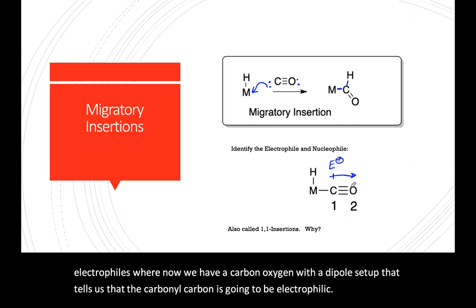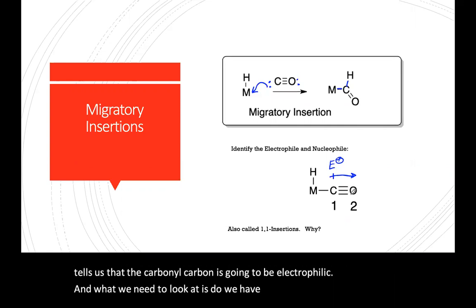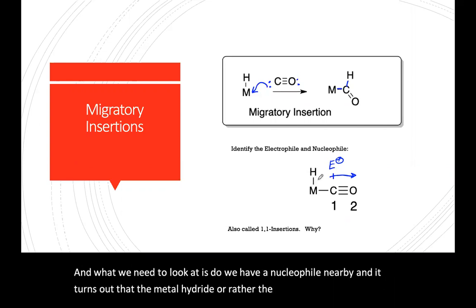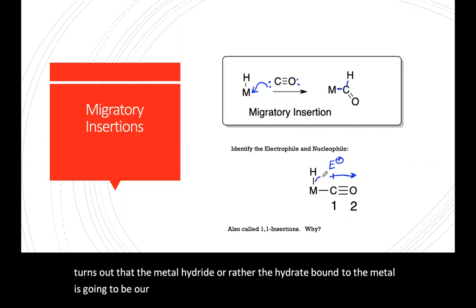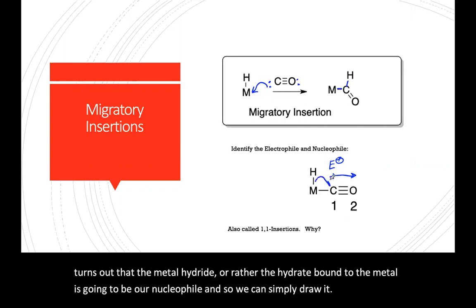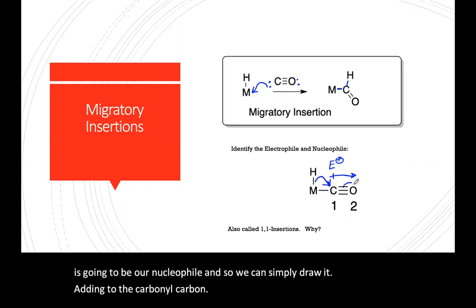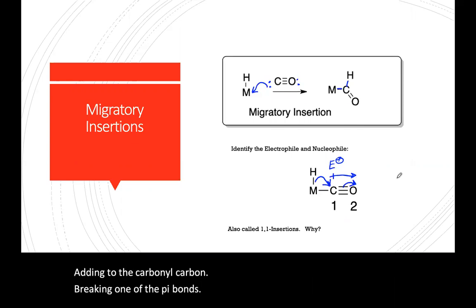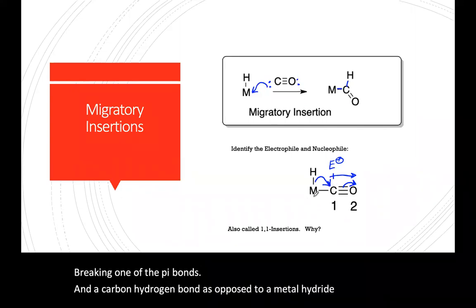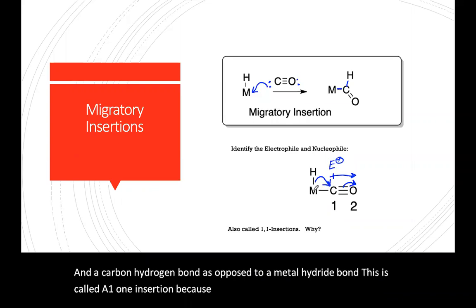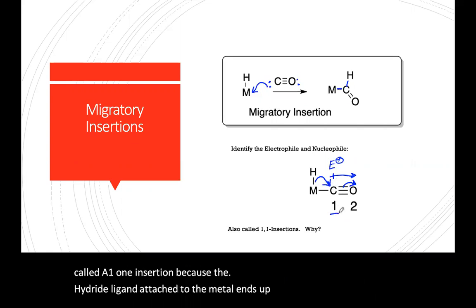And what we need to look at is, do we have a nucleophile nearby? And it turns out that the metal hydride, or rather the hydride bound to the metal, is going to be our nucleophile. And so we can simply draw it adding to the carbonyl carbon, breaking one of the pi bonds, and now forming a carbon-hydrogen bond as opposed to a metal hydride bond. This is called a 1-1 insertion because the hydride ligand attached to the metal ends up on the first atom, or the atom attached directly to the metal.